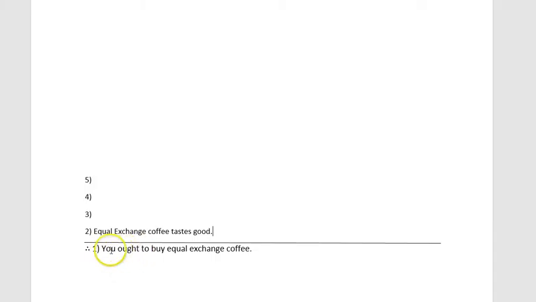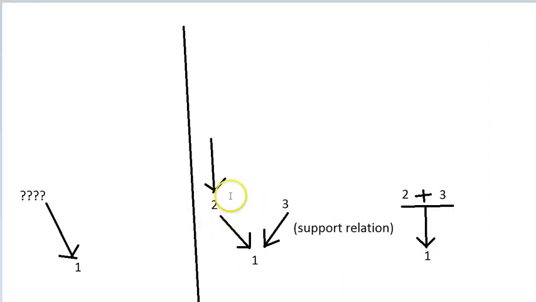They're trying to convince you of this conclusion, that you ought to buy Equal Exchange coffee. What's a reason they give for that? It tastes good. Boom. So this would be the proper way to diagram that. Claim one is true because two. Actually, you know what? That's what I was working on over here. This was the diagram I was making for that Equal Exchange coffee argument.